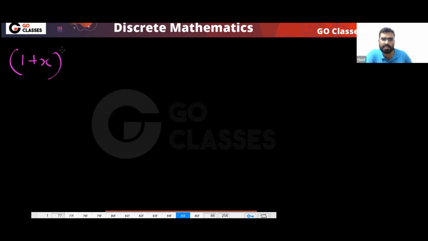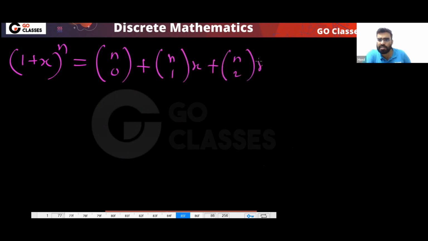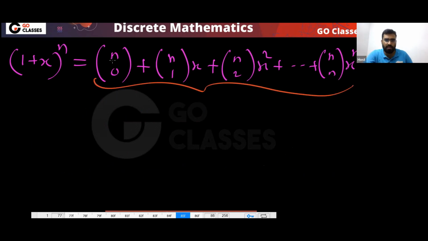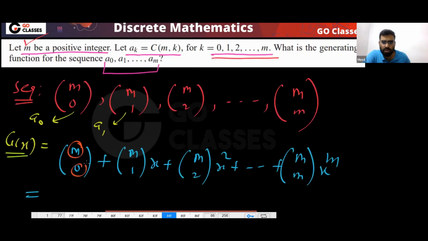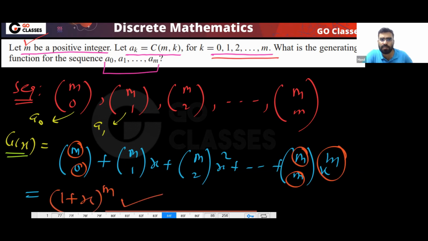What is (1 + x) power n? That is the binomial theorem: nC0 + nC1 x + nC2 x squared, and so on, nCn x power n. This you have already seen. So from 0, you can notice MC0 to MCM x power M, so that will be (1 + x) power M. This will be the generating function. Is this clear? This type of question they can ask. This sequence they can give, and for this sequence the generating function is (1 + x) power M.